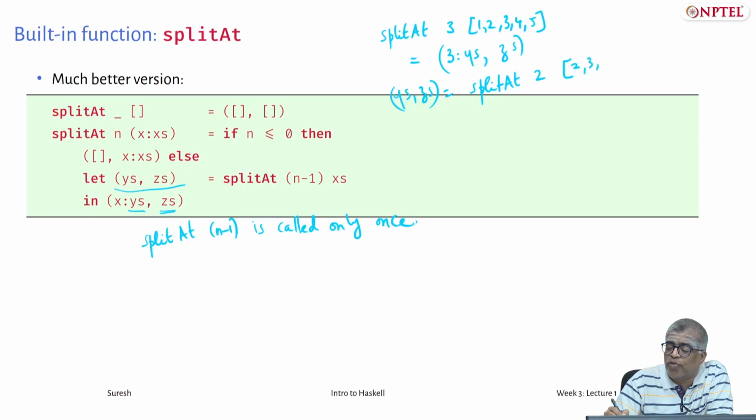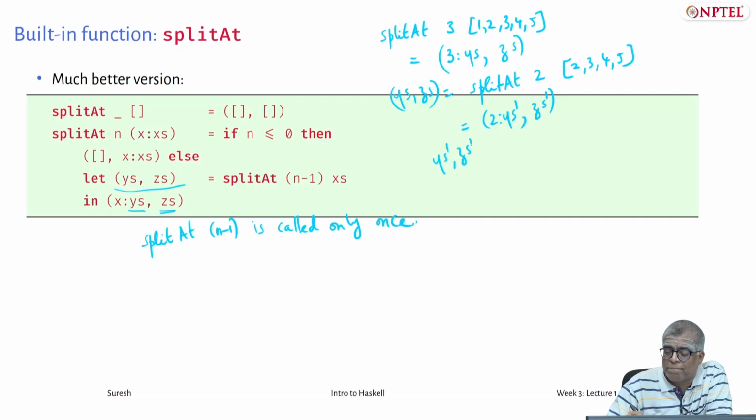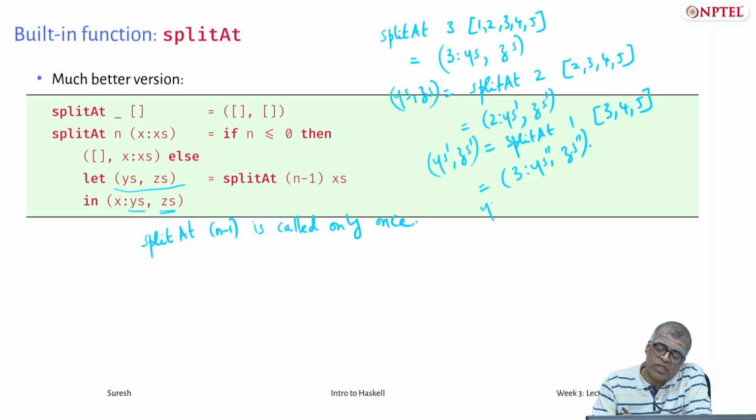Split at 2 of 2, 3, 4, 5, which is nothing but 2 before, we have to invent some names now: ys' and zs', let us say. What is ys' and zs'? Equals split at 1 of 3, 4, 5. This is nothing but 3 followed by ys'', zs''. What is ys'' and zs''?